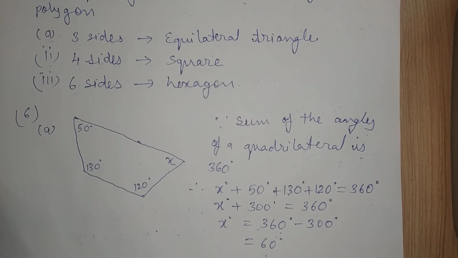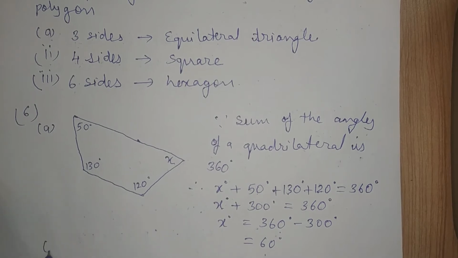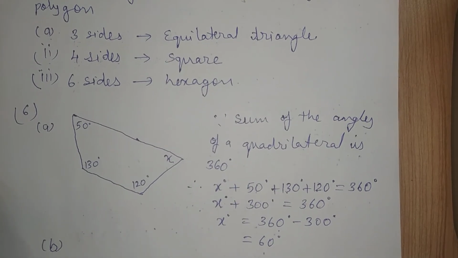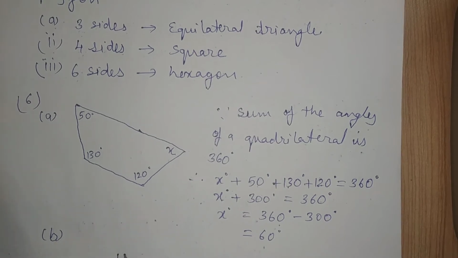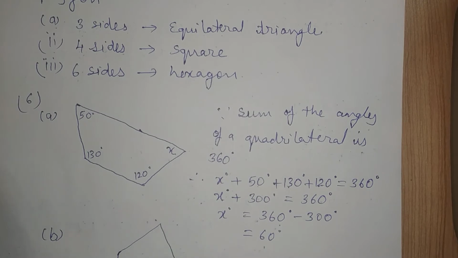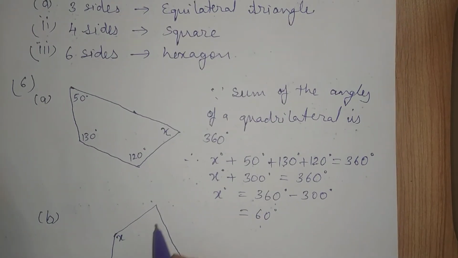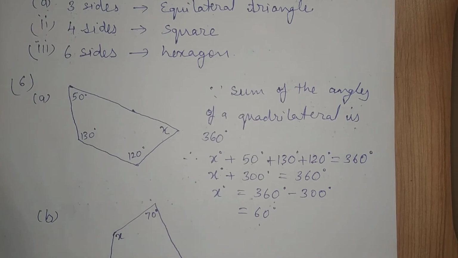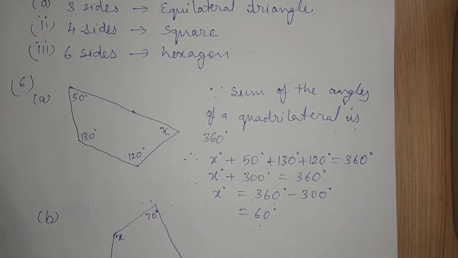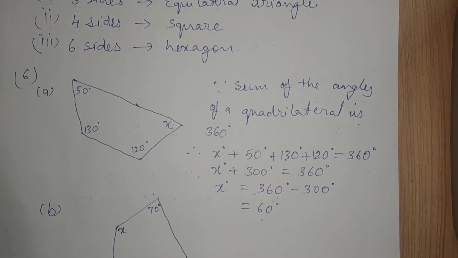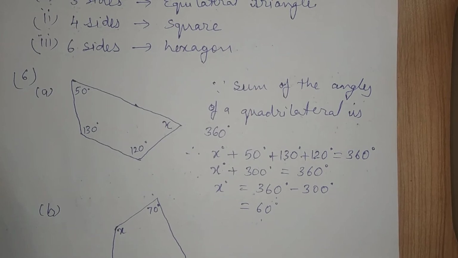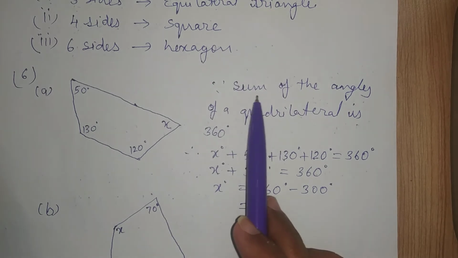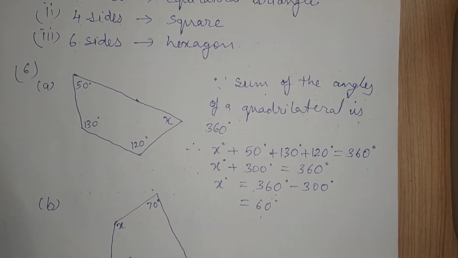Now in second part, in B part, diagram is like this. X, 70 degree, 60 degree, and this is a symbol. So this symbol indicates the value is 90 degrees. So if this angle is 90 degrees, this is also equal to 90 degrees. So by applying same property, sum of the angles of a quadrilateral is 360 degrees. You can find value of x in this figure.